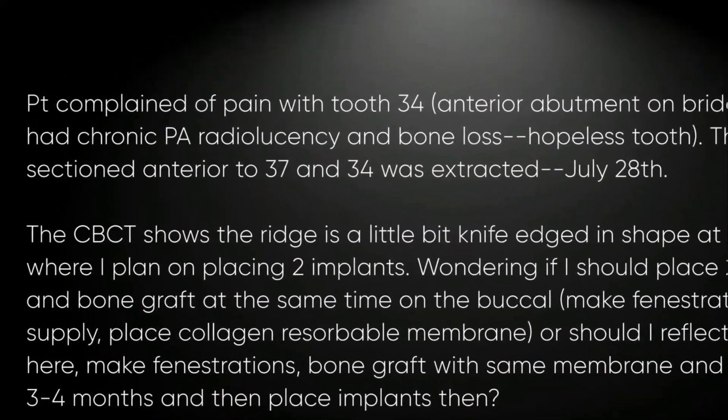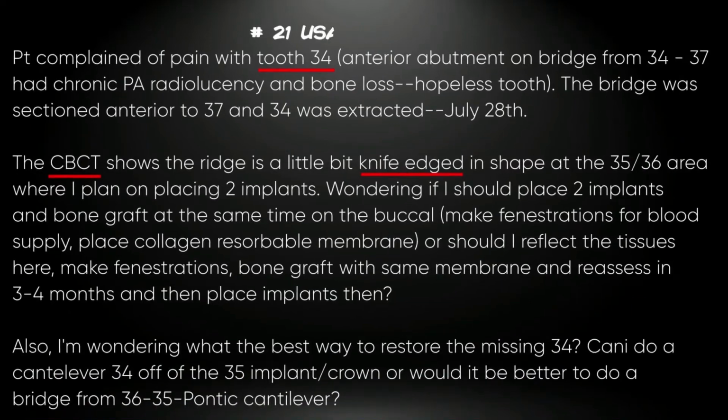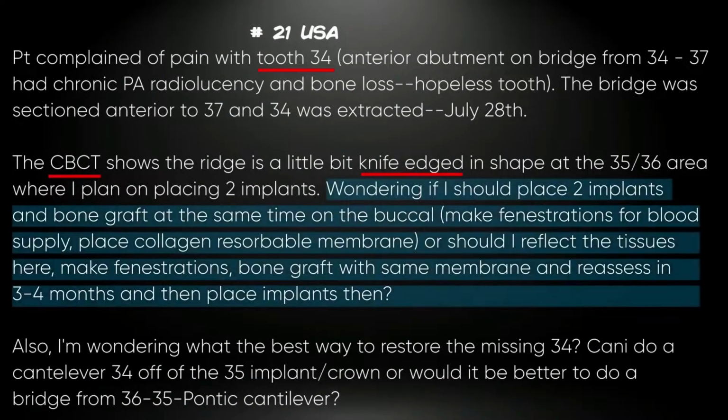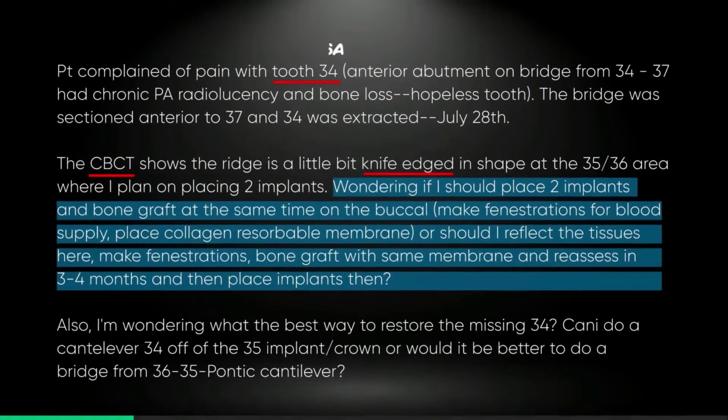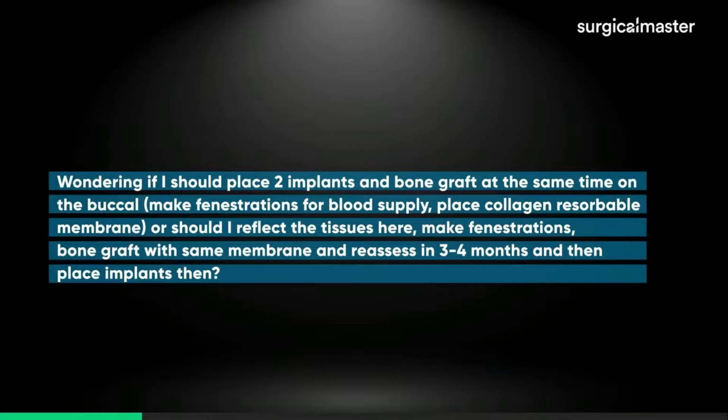Chronic periapical radiolucency, bone loss, a hopeless tooth, the bridge was sectioned, and the tooth was extracted. The cone beam shows the ridge is a knife edge, and 2 implants are planned. Wondering if I should place 2 implants and a bone graft at the same time, i.e. a contour graft, or should I do more advanced bone grafting?